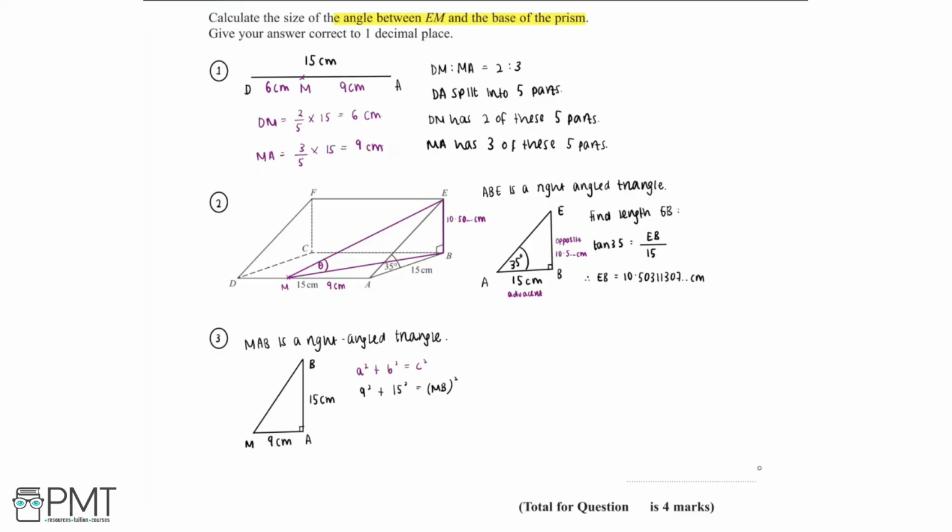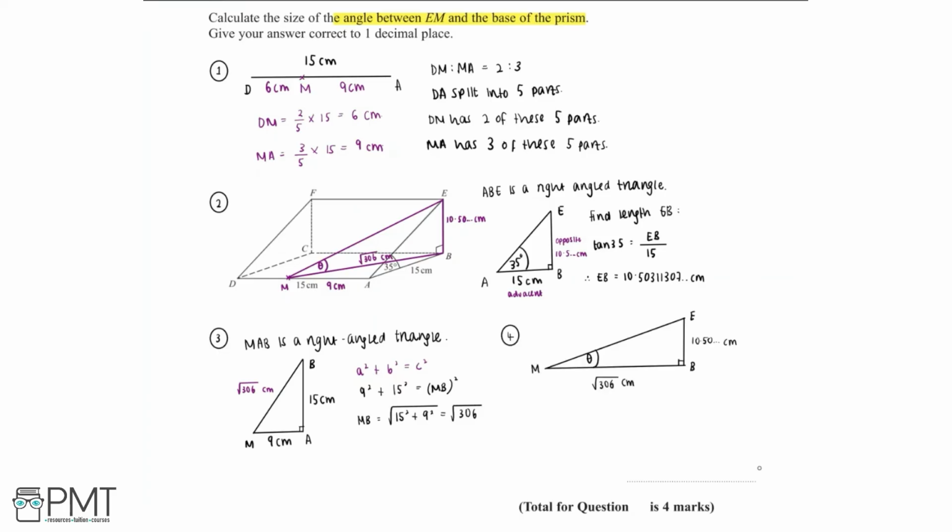And so we can say that the length MB is equal to the square root of 15 squared plus 9 squared, which is equal to the square root of 306. And it's best to leave this value in its exact form. So we've found the length EB, which is 10.5 centimeters to 1 decimal place, and we've found the length MB, which is root 306. And now we can use this information to find theta.